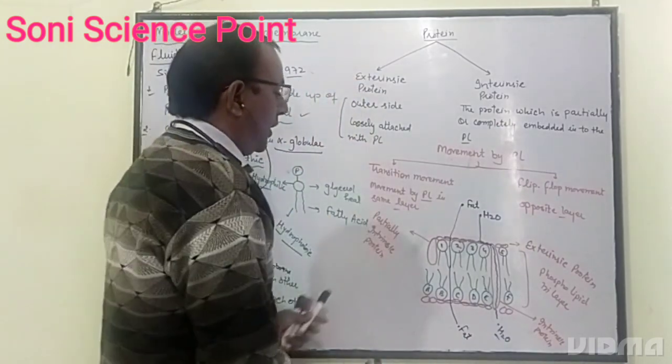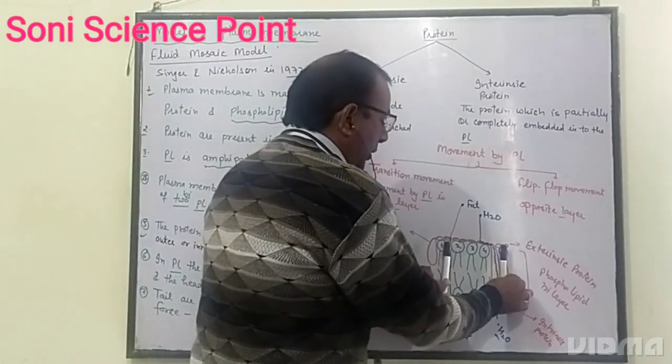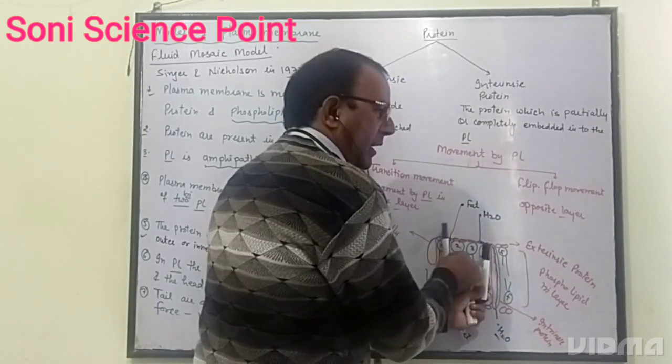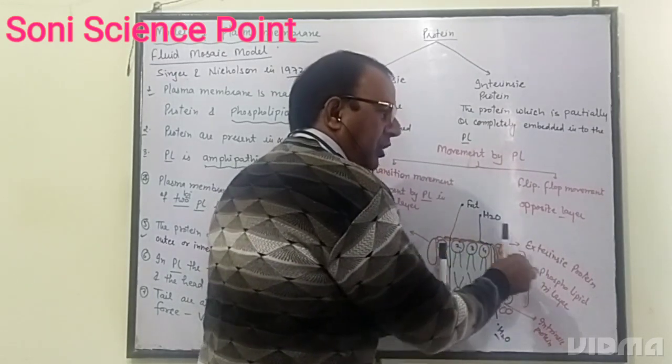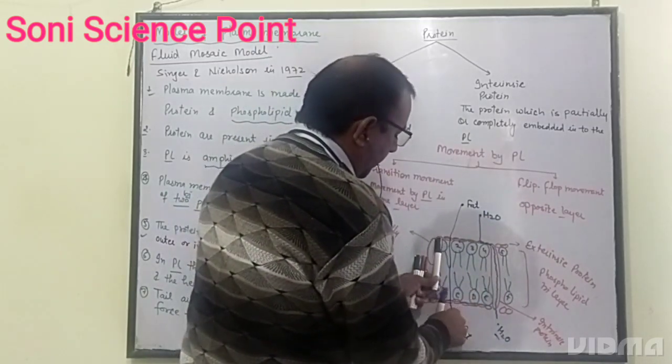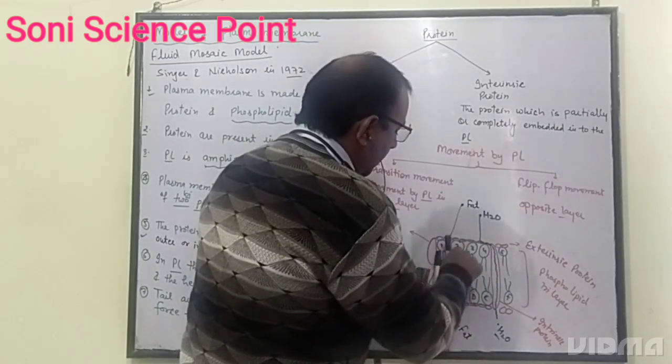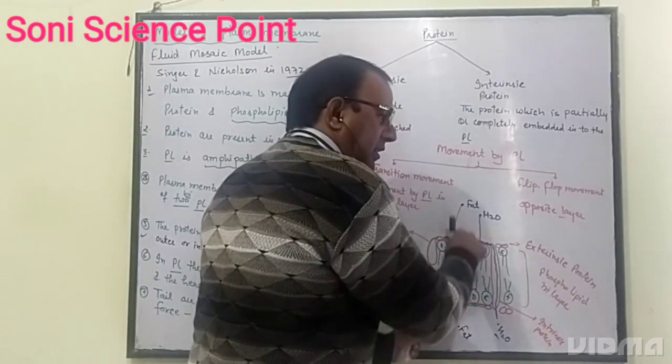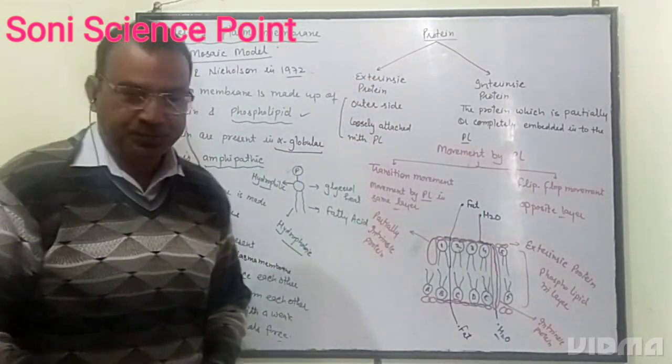What is transition movement? Transition movement is the movement of phospholipid from here to here. It means within the same layer. This is called transition movement. And flip-flop movement means the movement of phospholipid from here to this one, to a different layer. This is called flip-flop movement.